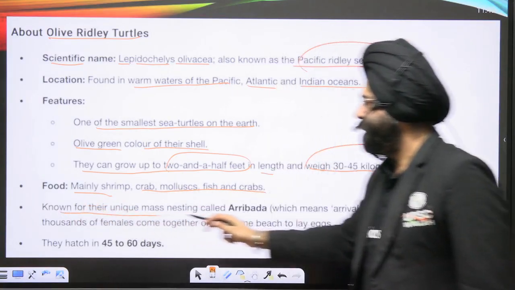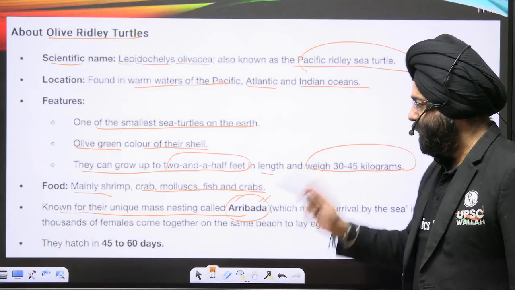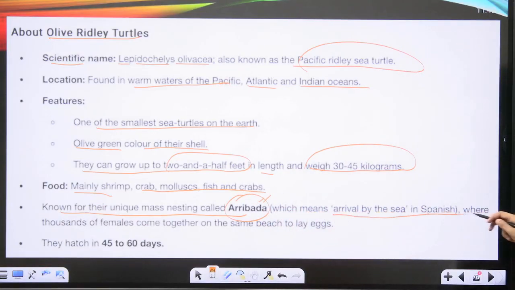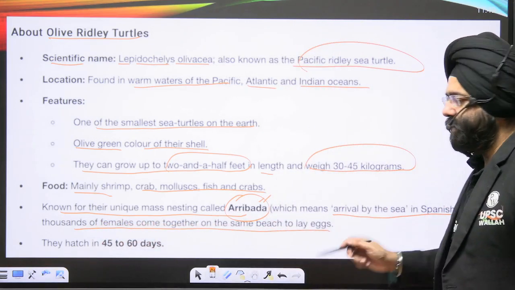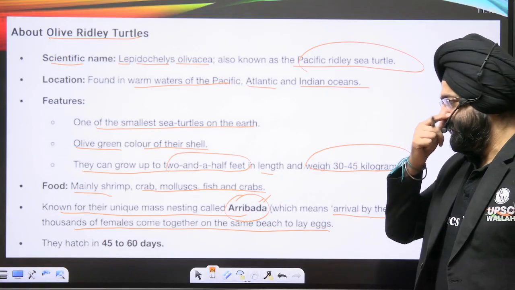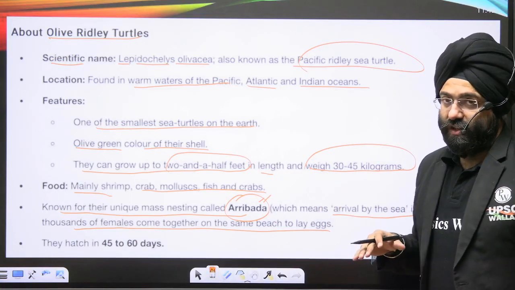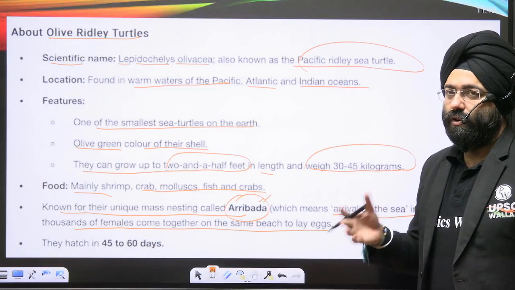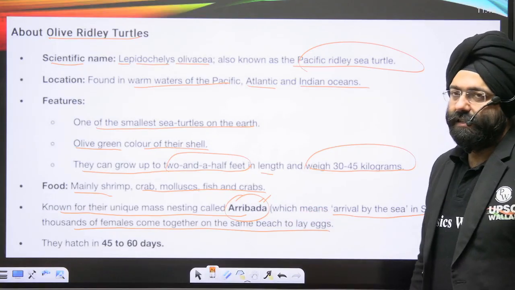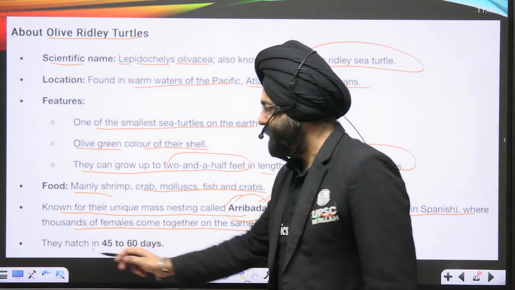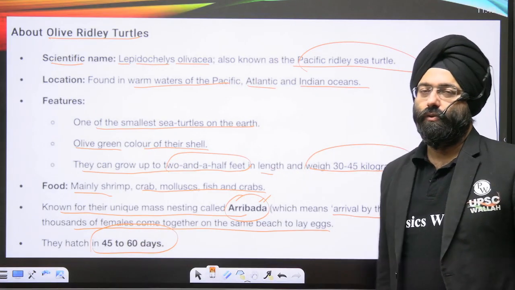Known for the unique mass nesting, that is arribada. This is important, this can be asked. It means arrival by the sea in Spanish, where thousands of females come together to the same beach and lay their eggs there. That is why in various cases when the females are coming to the coastal region, the coastal region is restricted or kept beyond the reach of tourists, because the egg laying season is going on. They hatch within 40 to 60 days and then the small turtles go into the sea.